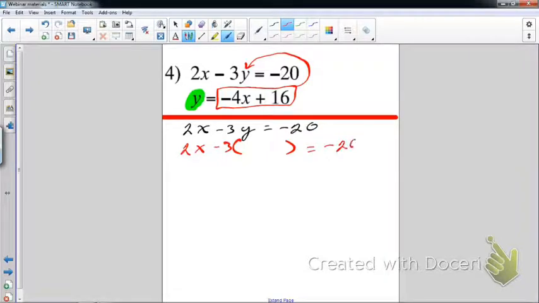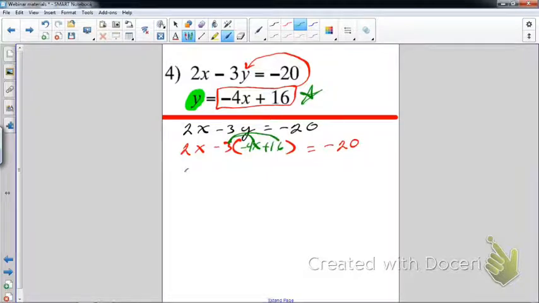Before I go ahead and substitute it, you see how I left a little gap so that you can see that it's not y anymore, it's what we know about y. And what is it that we know about y? That y is negative 4x plus 16. That's what we know about y. So now I get to use the distributive property.